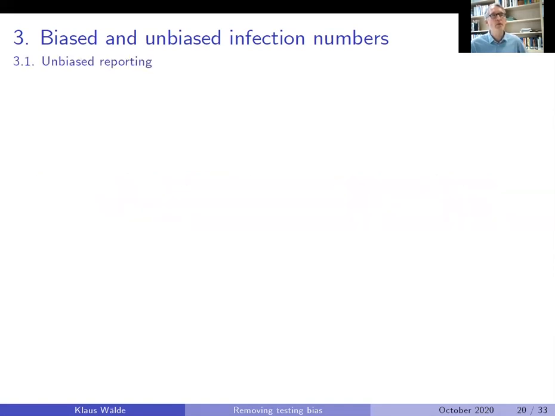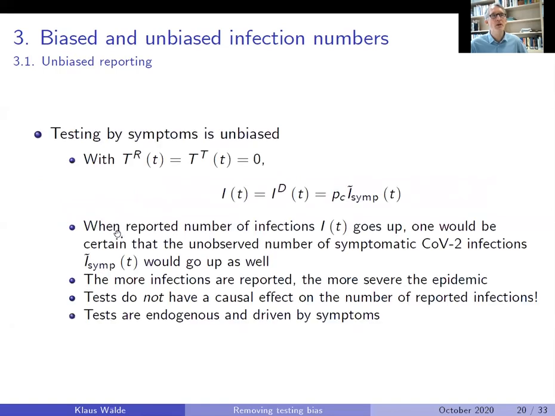So when is reporting unbiased? So there are these good cases. The first good case is when we test by symptoms only. So when we set all the representative testing and all the traveler testing and all the other tests, hotspots, and so on, equal to 0, then the number of reported infections is given by the number of infections that are identified by doctors that see an individual that has symptoms. So we get this expression that we saw earlier, probability of the doctor to take a test times the number of individuals with CoV-2 infections that have symptoms.